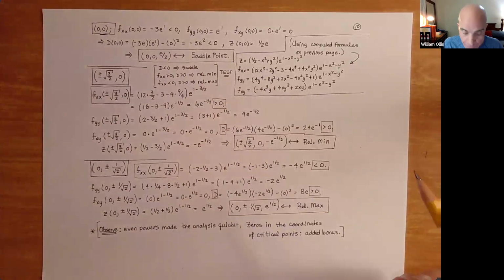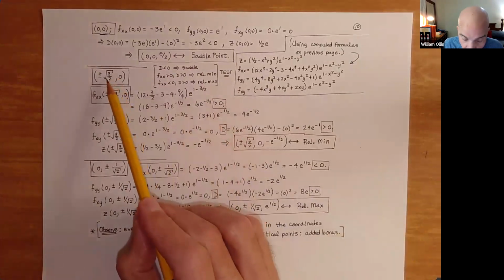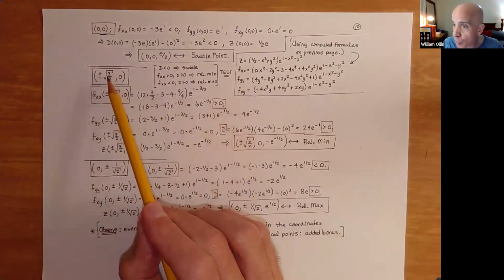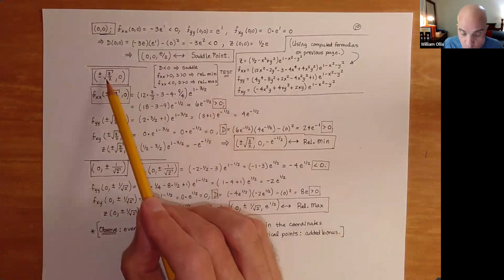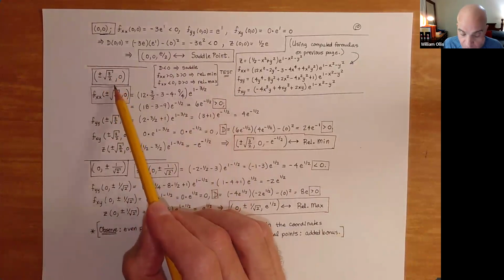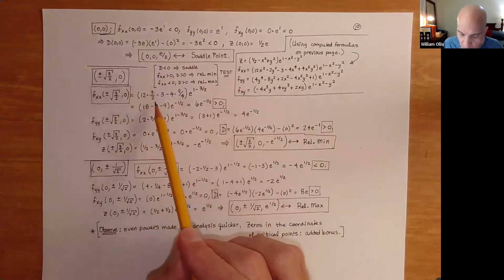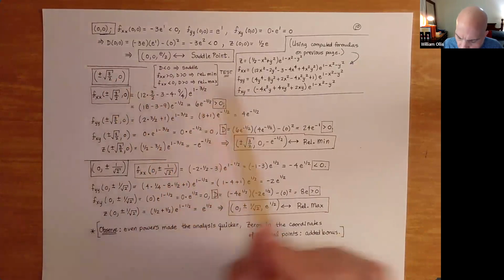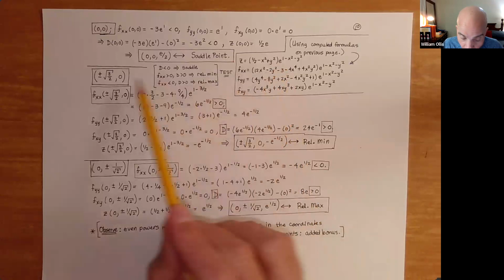It's just longer. Now, when we do the other critical points, we've got plus or minus the square root of 3/2, comma 0. Again, this will be easy using the even powers. So notice here, all of the y's are 0.